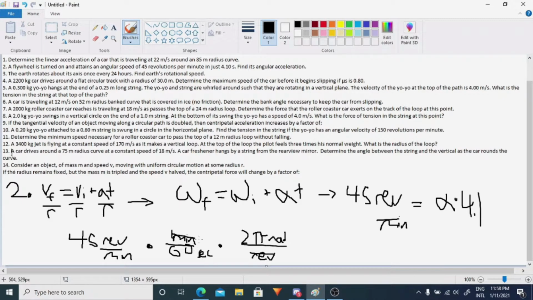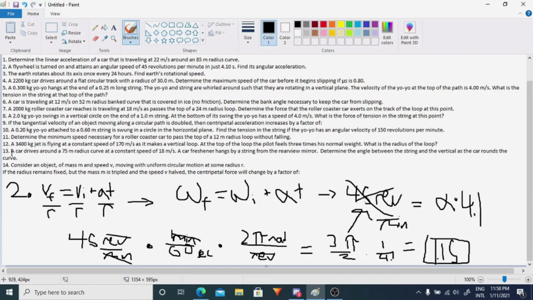This will convert into radians per second. When we actually solve this, it comes out to 3 pi over 2 radians per second. So we plug this in for our 45 number. We get 3 pi over 2 equals alpha times 4.1. 3 pi over 2 over 4.1 equals our alpha, which comes out to 1.15 radians per second squared. And that's our answer.